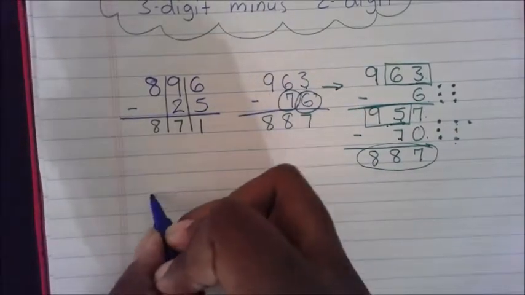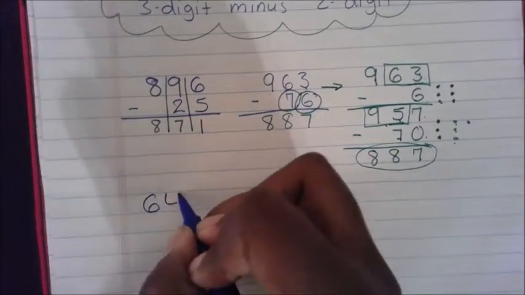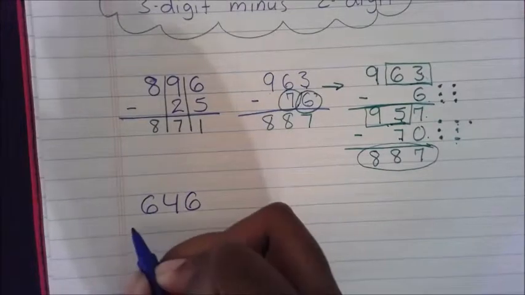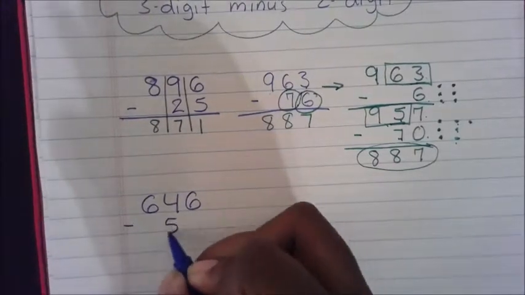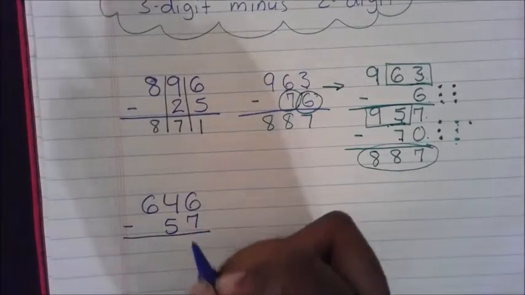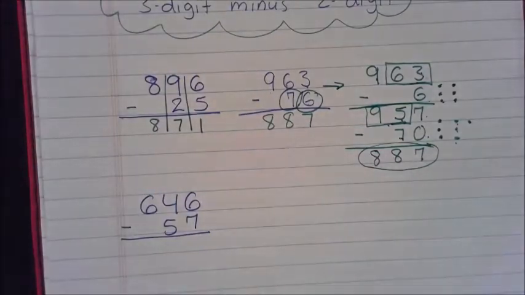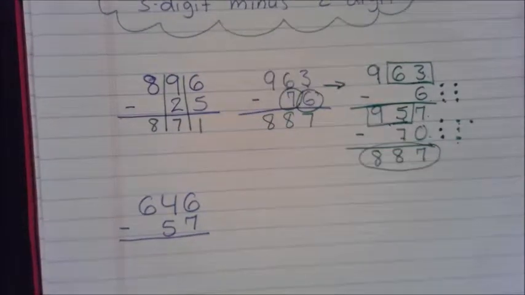Let's try 646 minus 57. We can see that our ones, tens, and hundreds are lined up so that they're in the right place. And then we want to check.